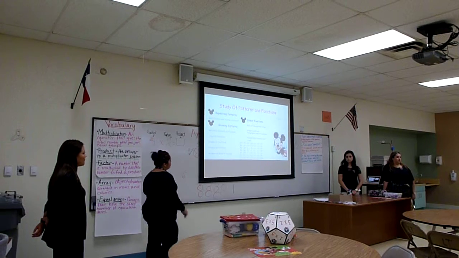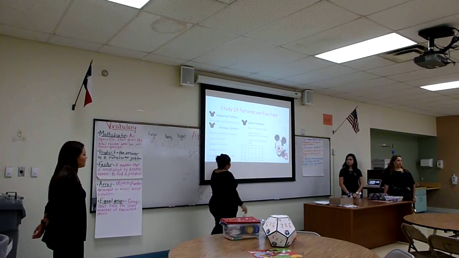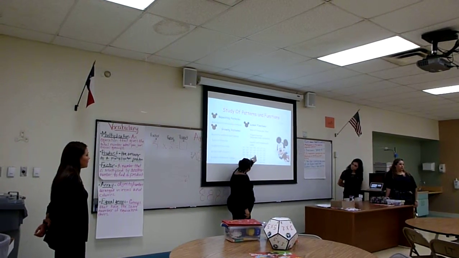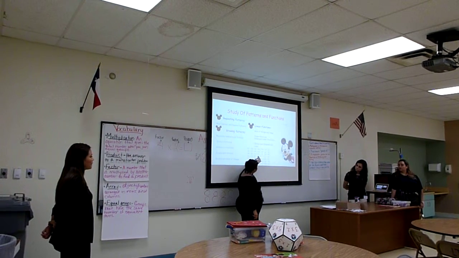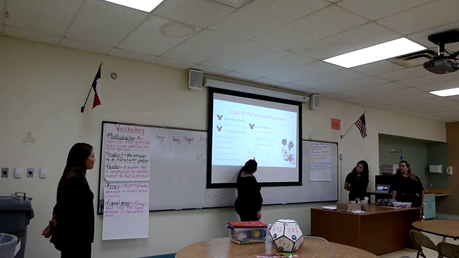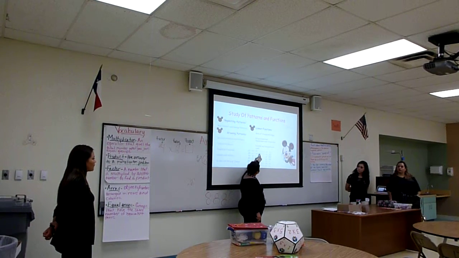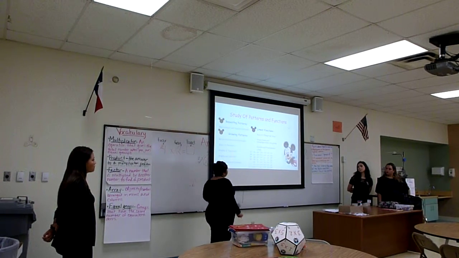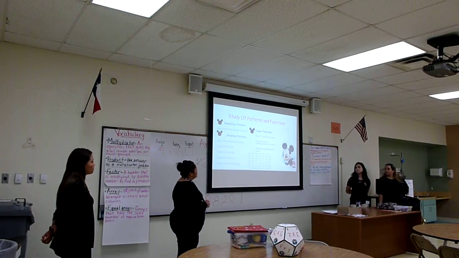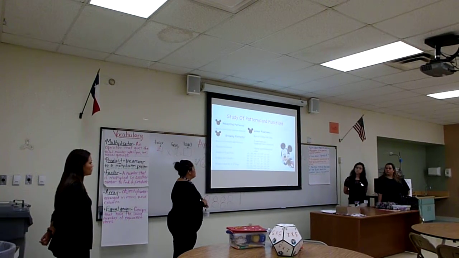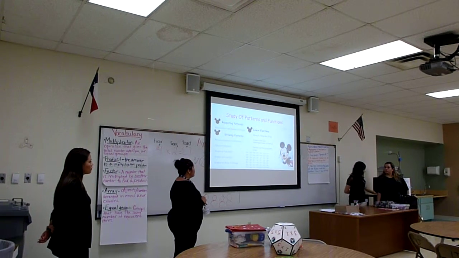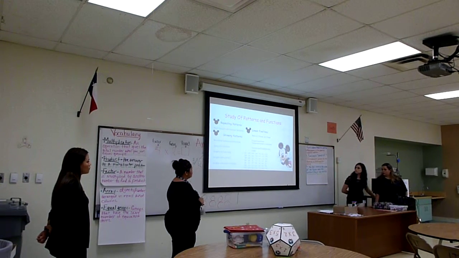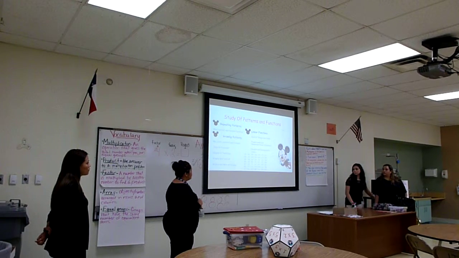For example, we have a pattern right here. It's like a game where they can go 1, 2, 3, 4, 5, and they have a pattern from 1. We also have the linear functions, the rate of change and slope for older kids, and the proportional and non-proportional situations, and the parallel and perpendicular lines.